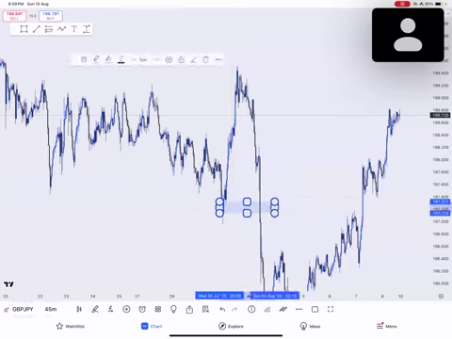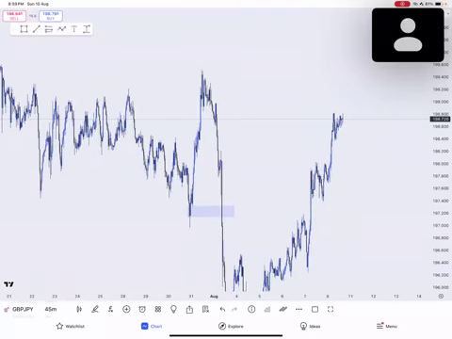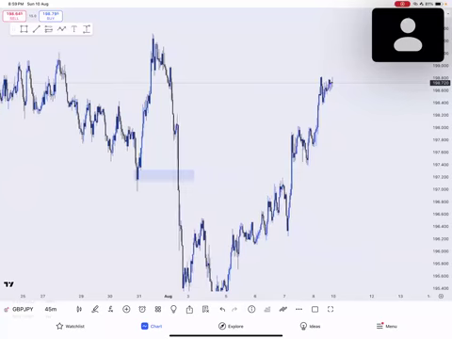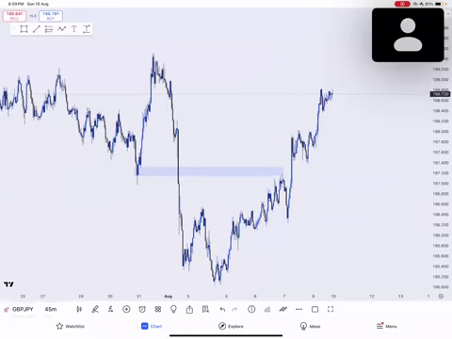Yeah, so if you extend it, I tried using that breaker block to take a sell last week, and the sell just lasted for some minutes before it reversed back. So I don't know, was there anything wrong here? Was there anything wrong in this trade?